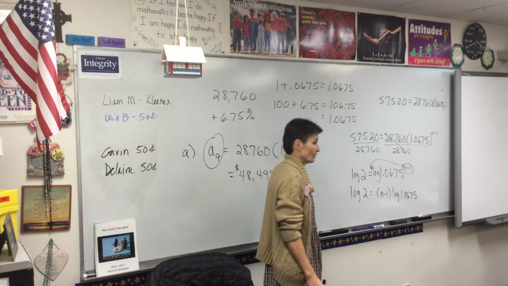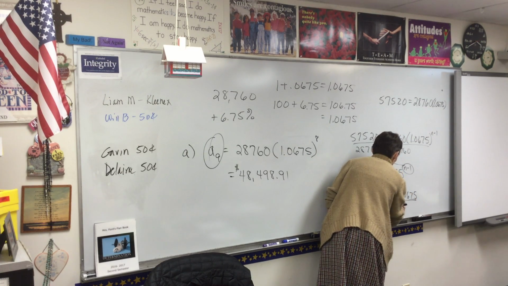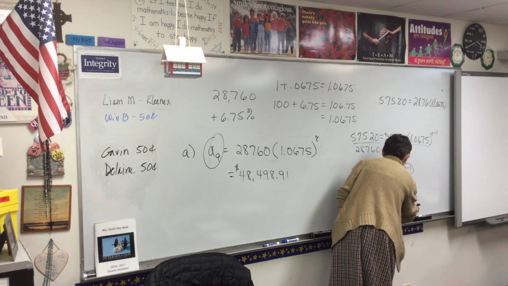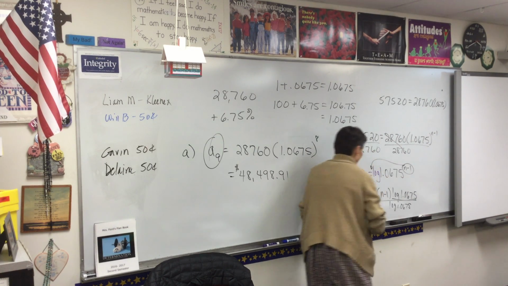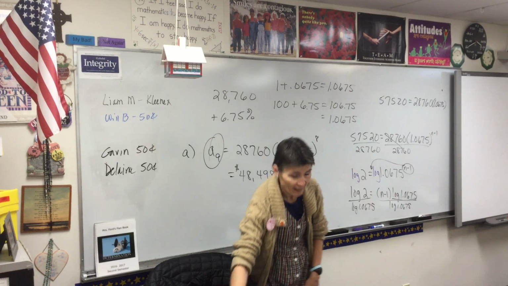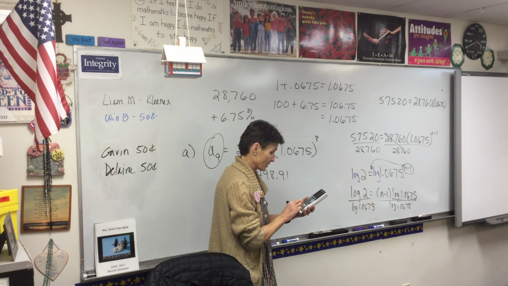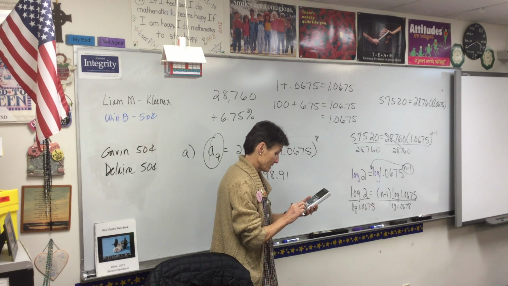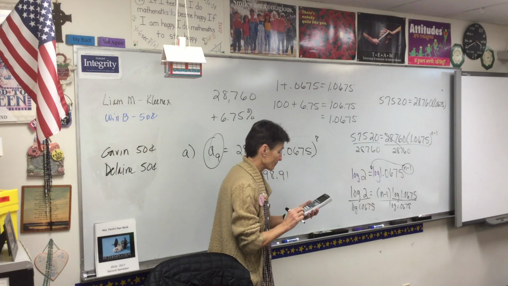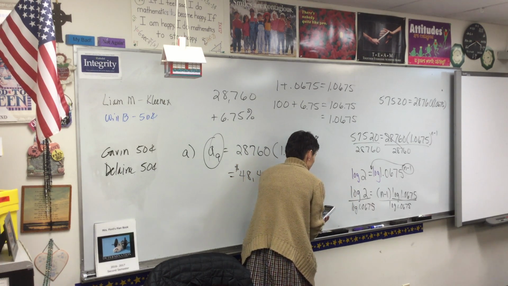Now what do we need to do? Divide by the log of 1.0675. And this is where I always warn you about closing the parentheses, because that can cause big time issues. So I got 10.61.